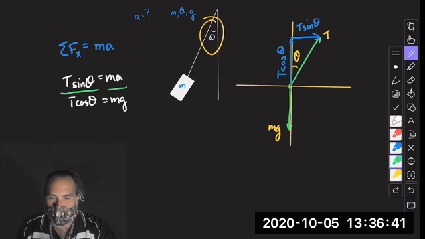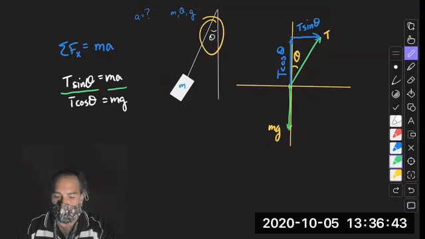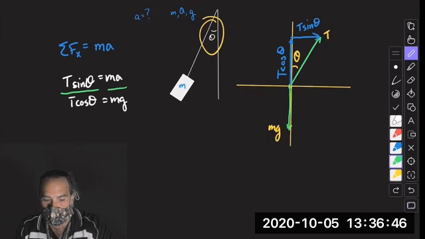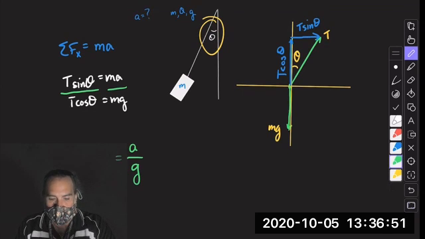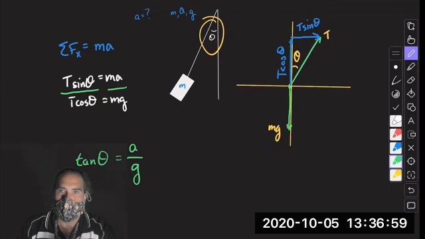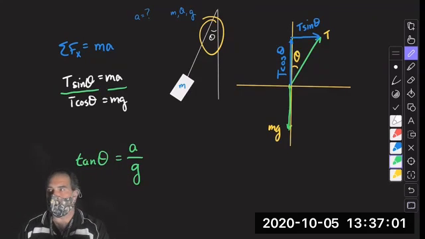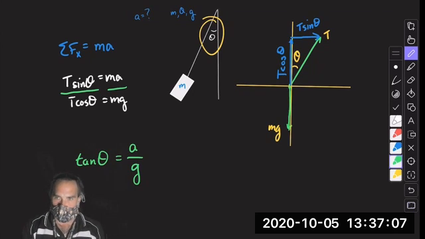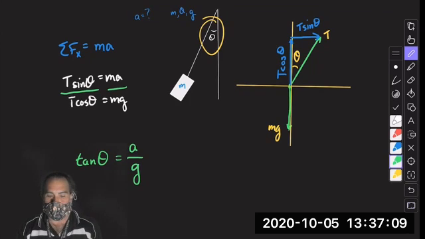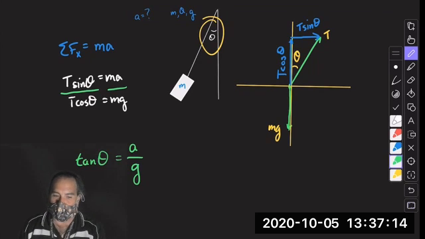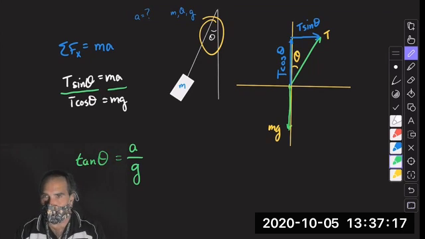But I know that mg equals t cosine theta. So on the right side of the equation, I'm dividing ma by mg and getting just a over g. On the left side of the equation, I'm dividing t sine theta by t cosine theta and getting just tan theta. Remember, you can divide both sides of an equation by the same thing, and we know that the same thing is mg and t cosine theta. They are equal. So I can divide both sides by what is essentially the same value, even though they're being represented by two different algebraic quantities.